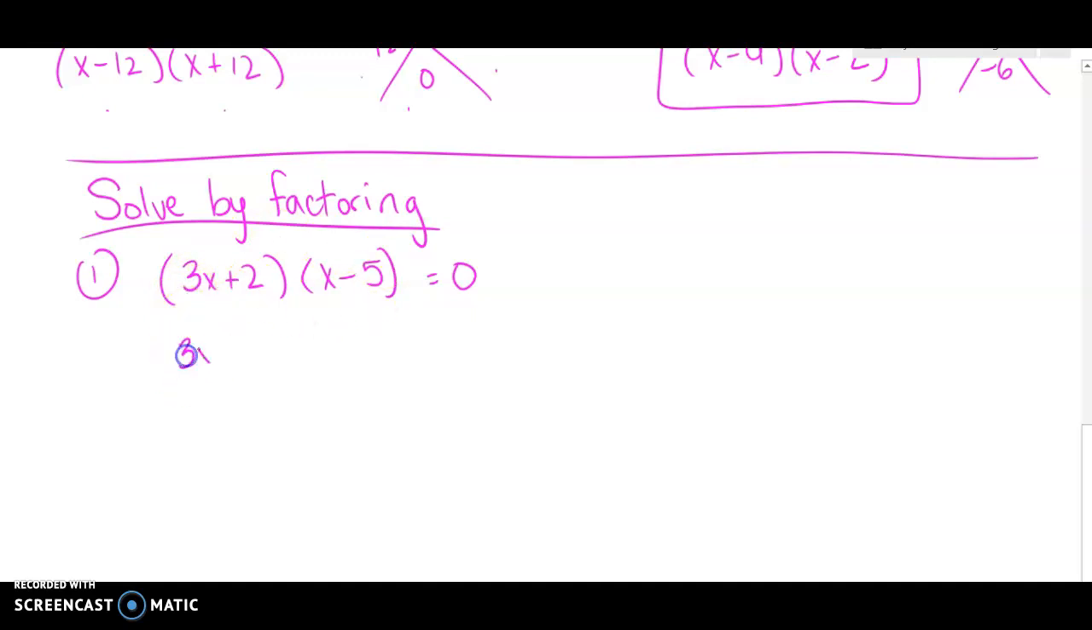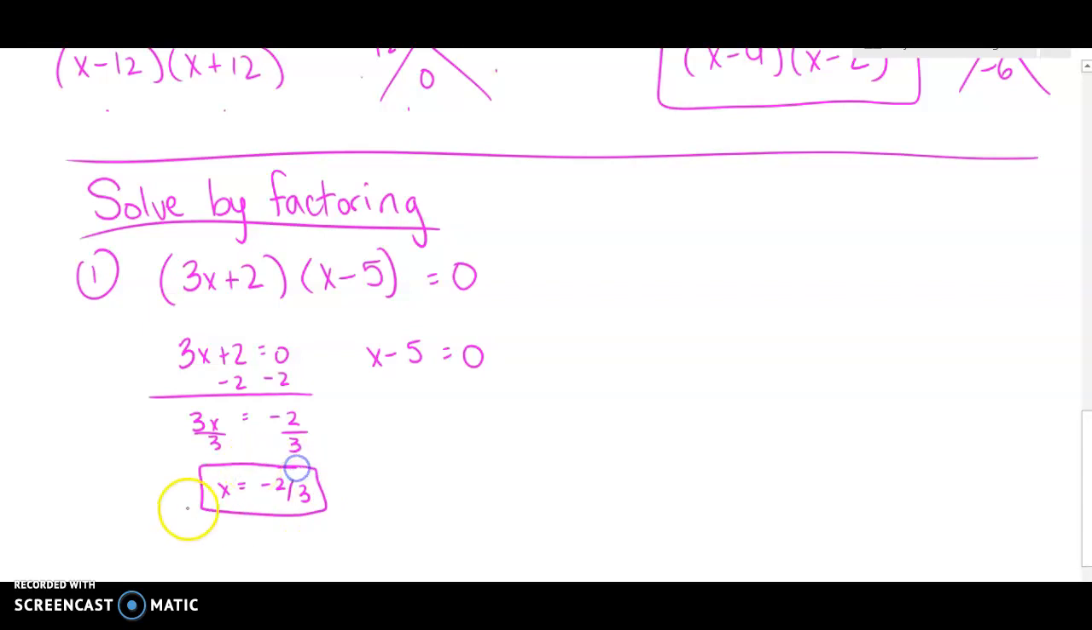All you would do from this point on is do 3x plus 2 equals 0 and x minus 5 equals 0. And then you would subtract 2, giving you 3x equals negative 2, and then divide by 3, giving you x equals negative 2/3. For this one, you would add 5 to both sides, giving you x equals 5. So if it's already factored, you don't have to worry about the box problem. Just go straight to the last step, which is ZPP, set things equal to 0 and solve.